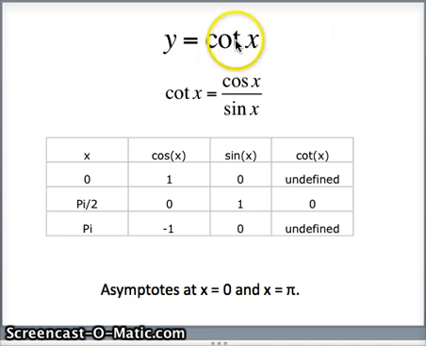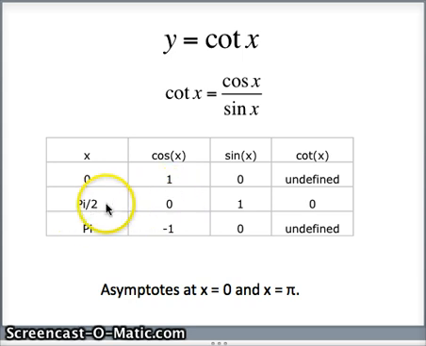Well, the reciprocal of tangent is cotangent, and cotangent is cosine divided by sine. So this time let me go ahead and put cosine first and sine second. Cosine of 0 is 1, sine of 0 is 0. So 1 divided by 0 is undefined. Cotangent will have an asymptote at 0.